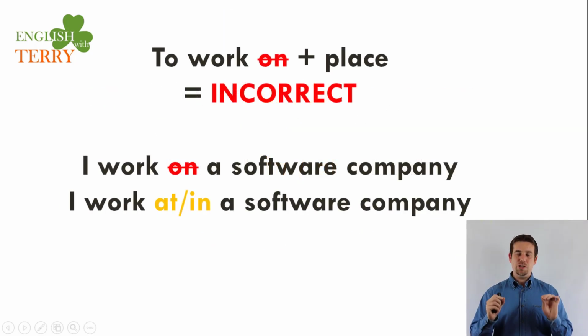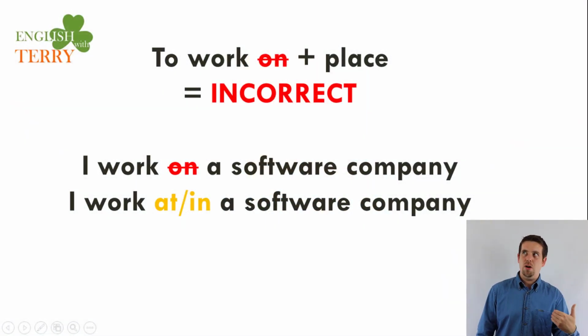What you really need to understand is that to work on a place is completely incorrect. Now, wait, it's correct English, but it's not what you mean. This is usually a problem for people whose language has no difference between in and on. And for you guys, it becomes very difficult. I think the number one mistake with in and on is to say to work on a software company or to work on a bank. You need to be careful. We can say work at or in a software company or the place where you work, but never on.